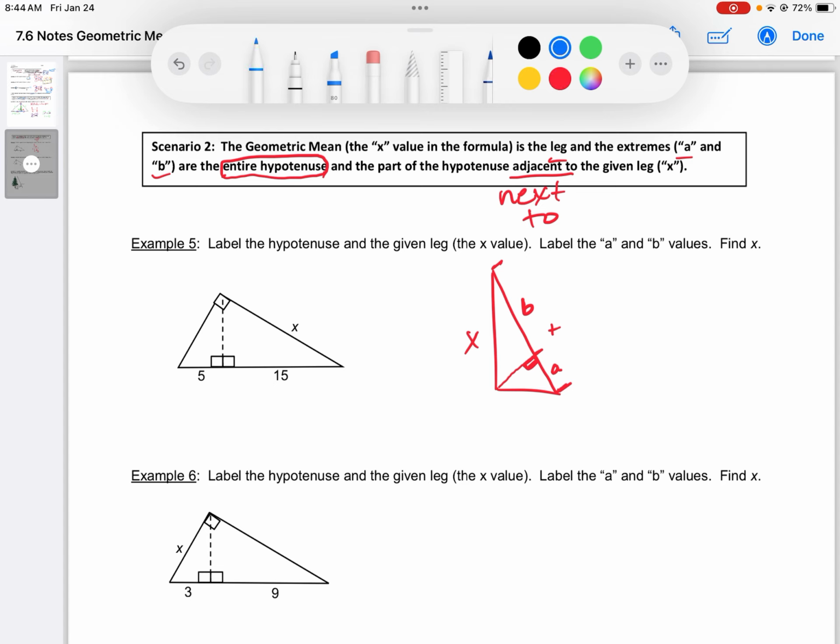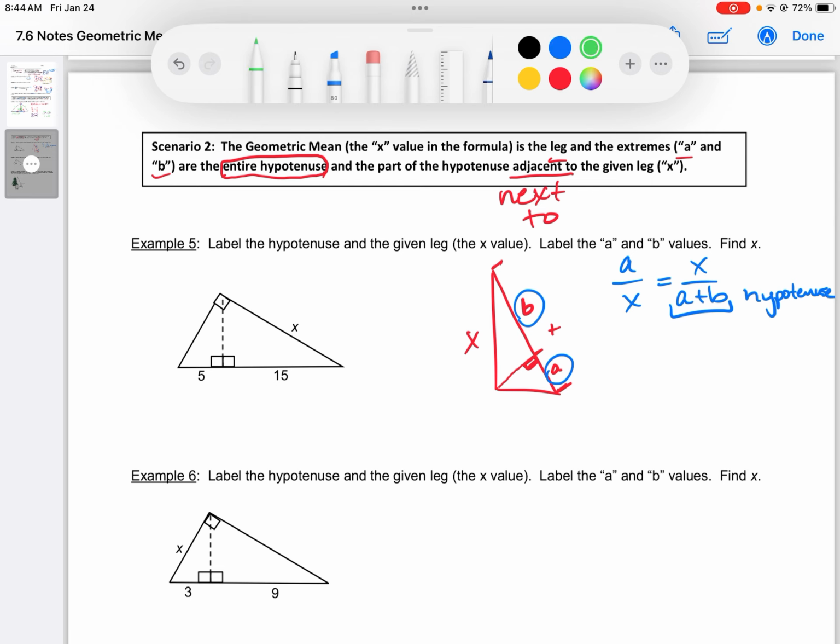So using our formula, this is how we would write it out. We would say that A over X equals X over A plus B, because it's both of these numbers combined. That is the whole hypotenuse. Hopefully I don't run out of room to write this. All right, that's the whole hypotenuse.